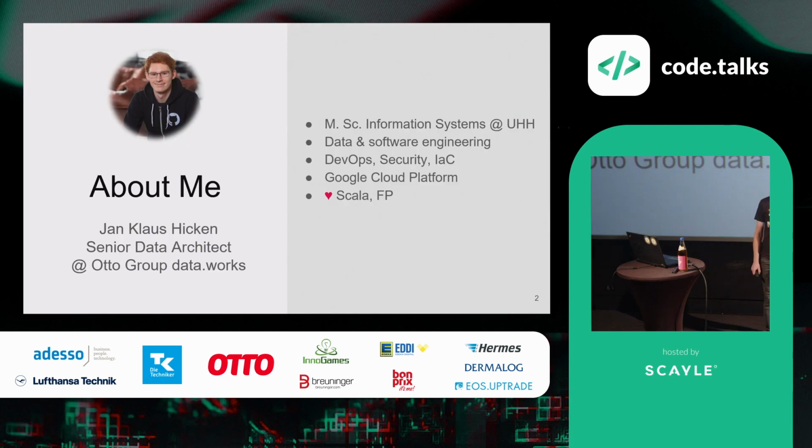So, a little bit about me. My name is Jan Hicken. I'm a senior data architect at Otto Group DataWorks, which is a subsidiary of the Otto Group. Previously, I started studying information systems at the University of Hamburg in 2011, and graduated with a master's degree in 2017. Already one year earlier, I started working at Otto Group DataWorks as a working student. I did my master's thesis there, and I stayed because I really liked it.